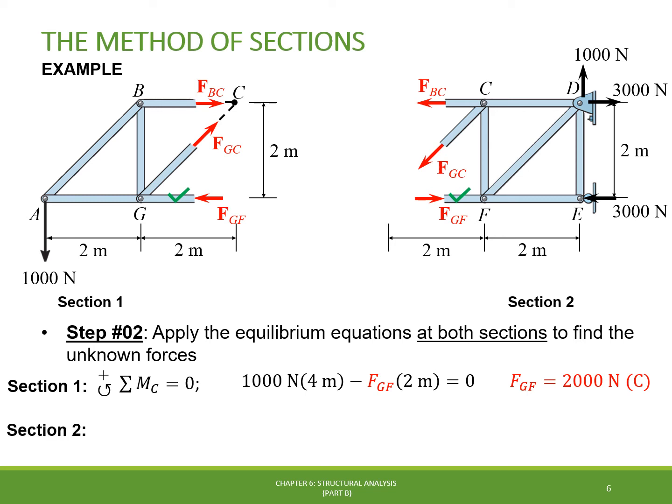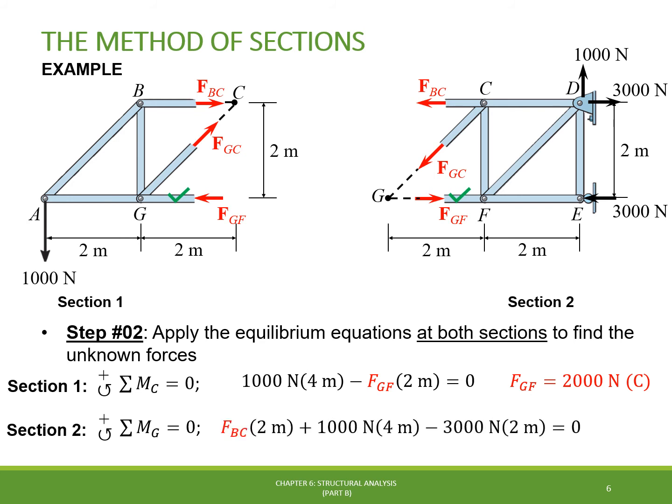Now, if we consider section 2, for example, and virtually extend members BC and GF to joint G, we can take the equilibrium of the moments about this joint. For this case, only the reaction forces at support D and the unknown force FBC will generate moments about this joint. Then the equilibrium equation can be solved directly to calculate the value of FBC, which is equal to positive 1000 newtons. This confirms the assumption that FBC is a tensile force, and then we check mark it on both free body diagrams.